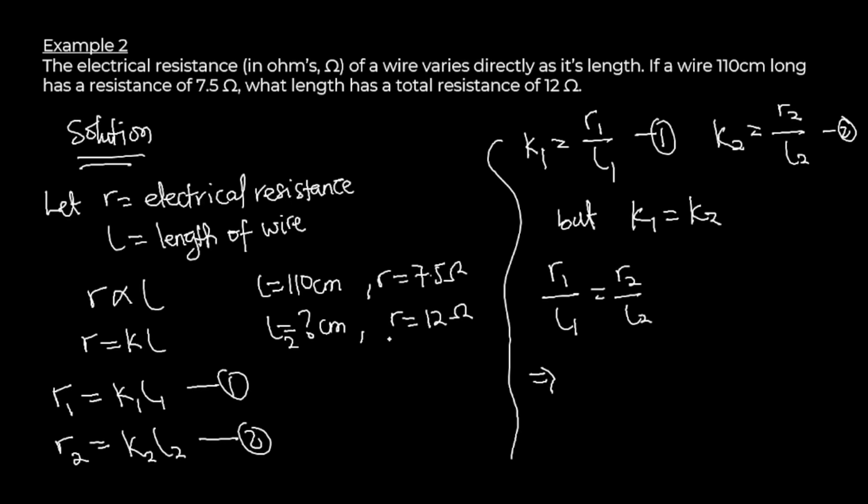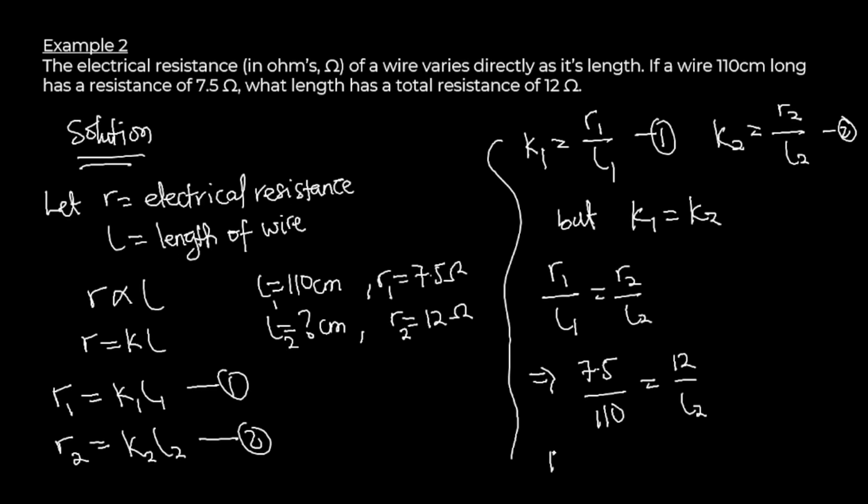From here, we can simply go ahead and find L2. So this is L2, R2, this is R1, L1. So we have R1 to be 7.5 on L1, which is 110, to be equal to our R2 which is 12, and then our L2 is unknown. So from here we simply do cross multiplication and then we find the value of our answer. So let's go ahead and do that.